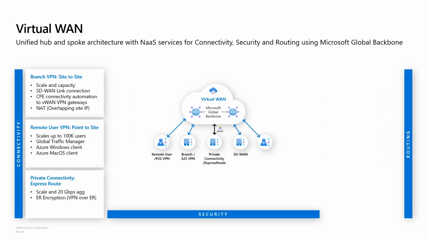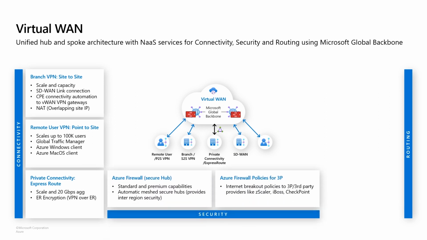On the remote user connectivity or the point-to-site VPN gateways, you get scale as well as Global Traffic Manager. So what that means is if your user is, let's say, moving around the globe, they can just download a global WAN profile and they can connect to any region automatically and access your Azure resources. We also support the Microsoft Azure Windows and Mac OS clients, so these clients can connect in to those point-to-site gateways. On the private connectivity side, ExpressRoute provides private connectivity into the ExpressRoute gateways. Now, if you are looking for encryption, you can do IPsec over ER, where the IPsec endpoint is the Azure VPN gateway.